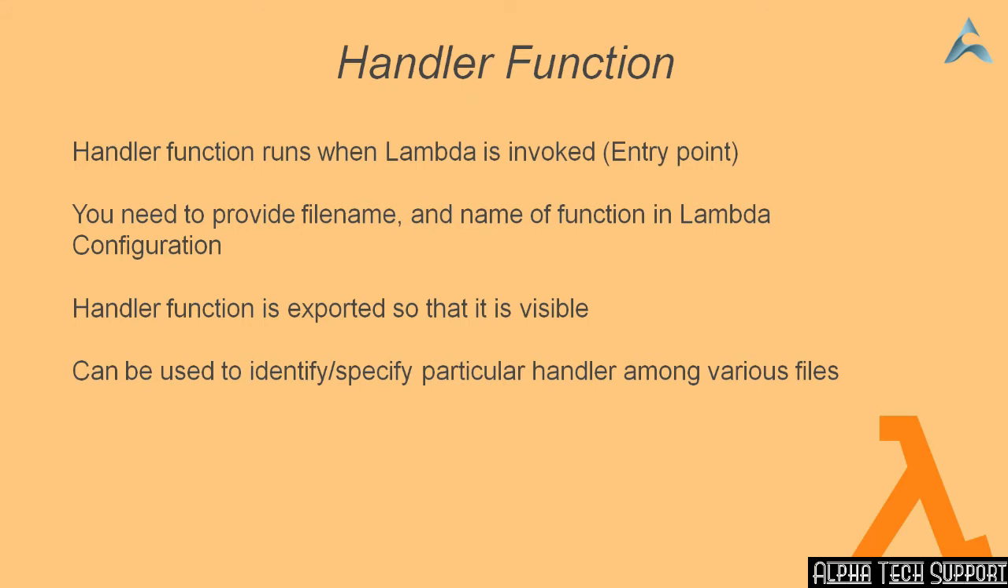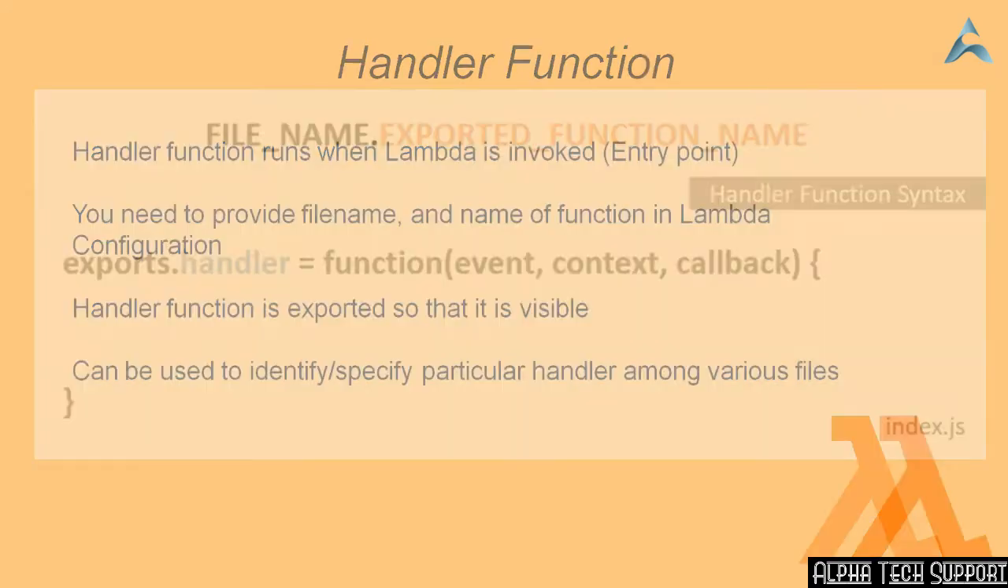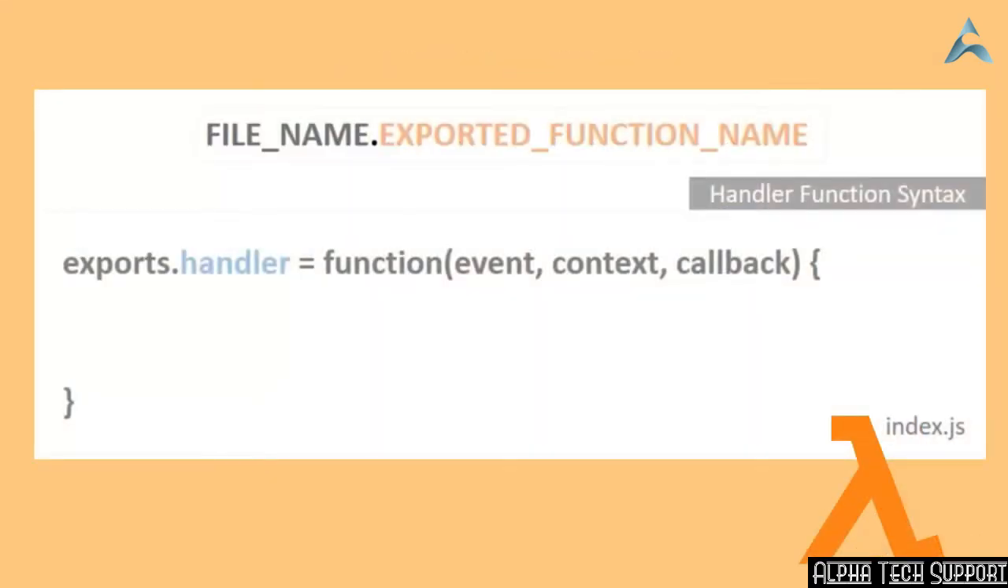So how it looks is of the format: file name dot exported function name. Here our function name is handler. So we write handler for the exported function name, and the file name could be exports, for example here. The file in which we are writing is index.js, a JavaScript file. We can write similarly in Node, Python, Java, and other languages.